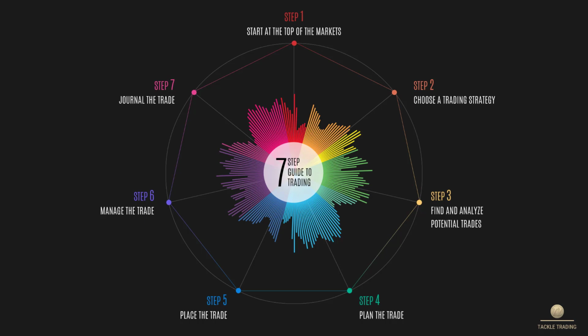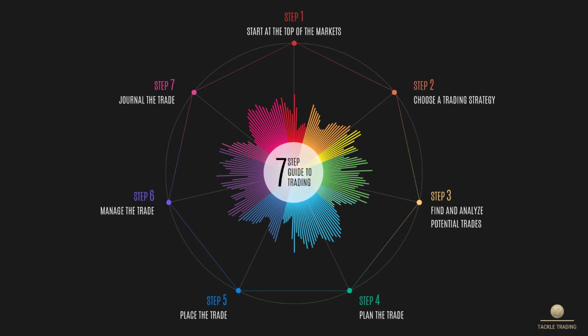Let's get right into it by reviewing the first 5 modules very quickly. Step 1 was to start at the top of the markets to determine a bias towards the market, as we always want to trade in the overall direction of the broader market. Step 2 is we want to choose the appropriate trading strategy for the condition that the market is set in.